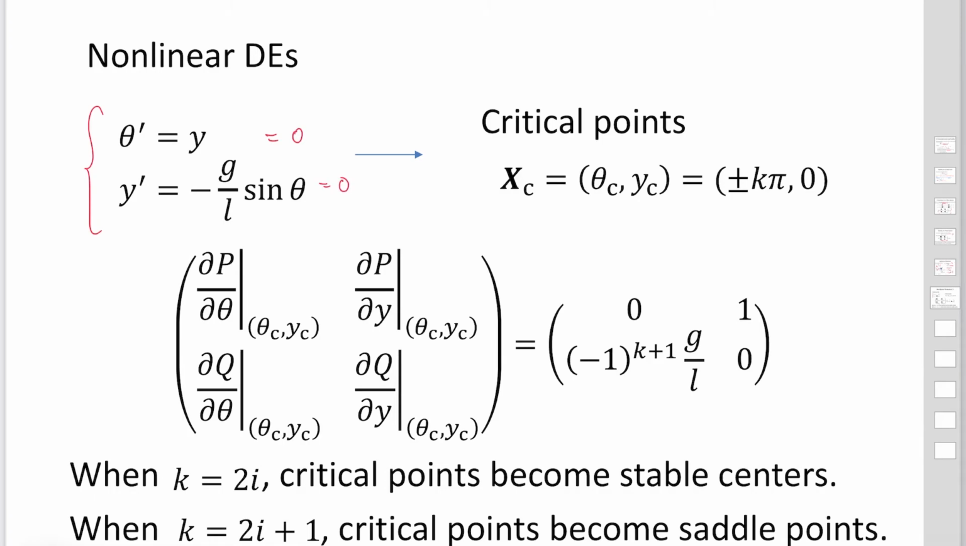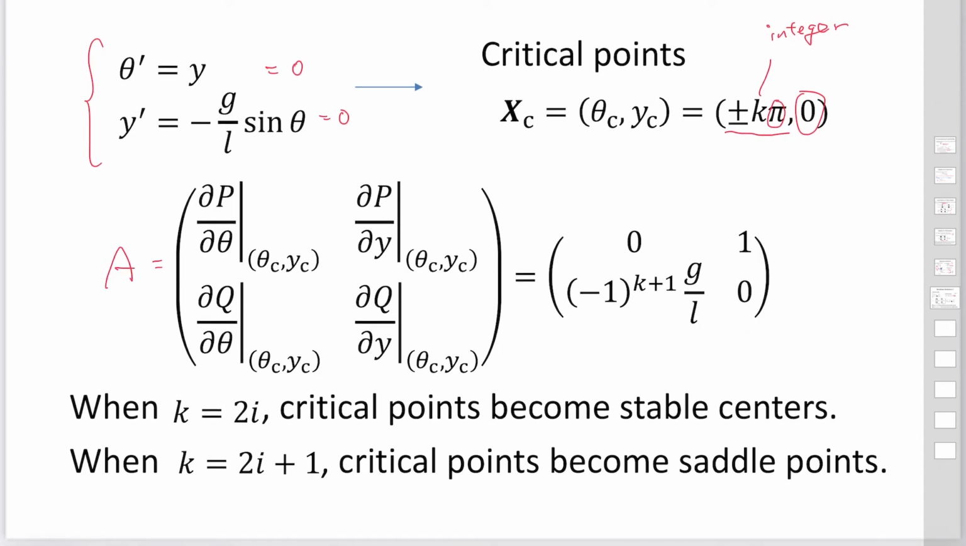So y equals 0, y sub c equals 0. From the second equation, sine theta equals 0. To satisfy sine theta equals 0, theta sub c becomes an integer multiple of pi, so plus minus k times pi, where k is an integer. Once we find the critical points, we'd like to consider the stability of each critical point.